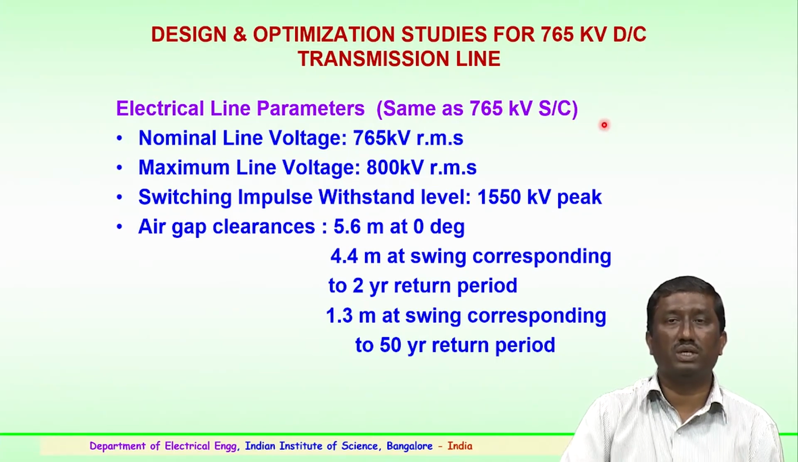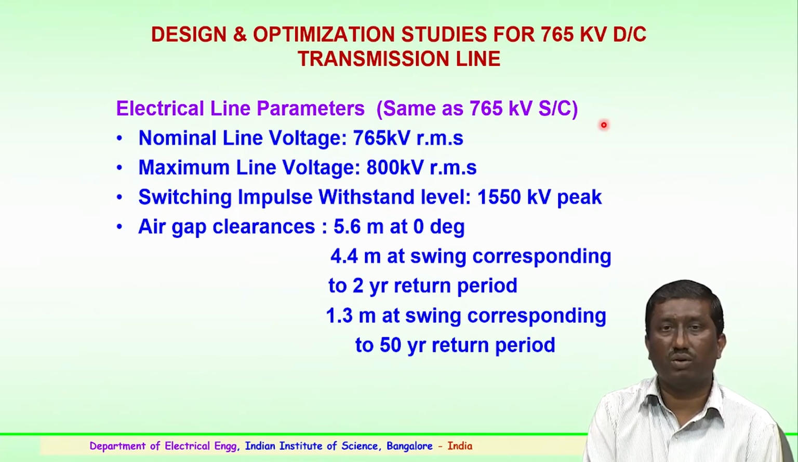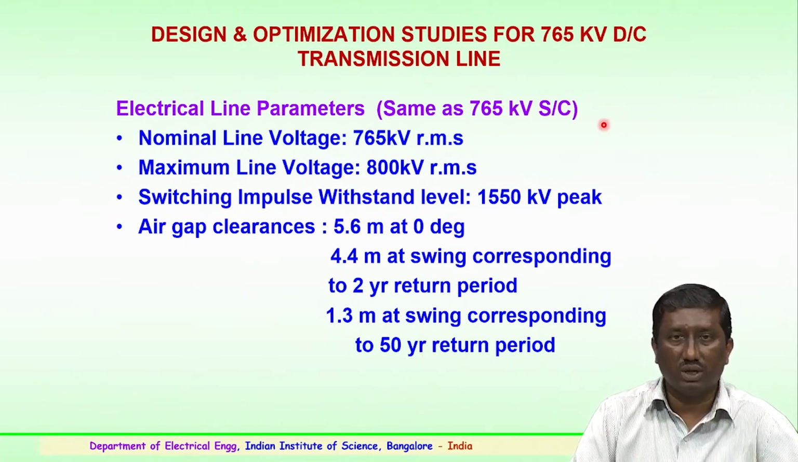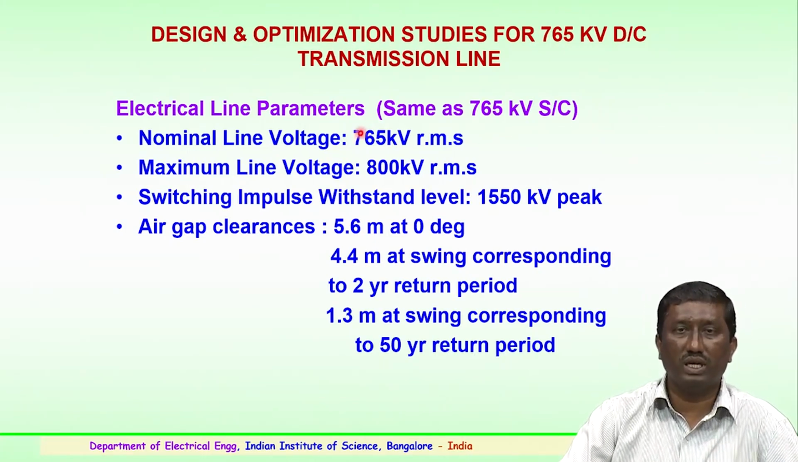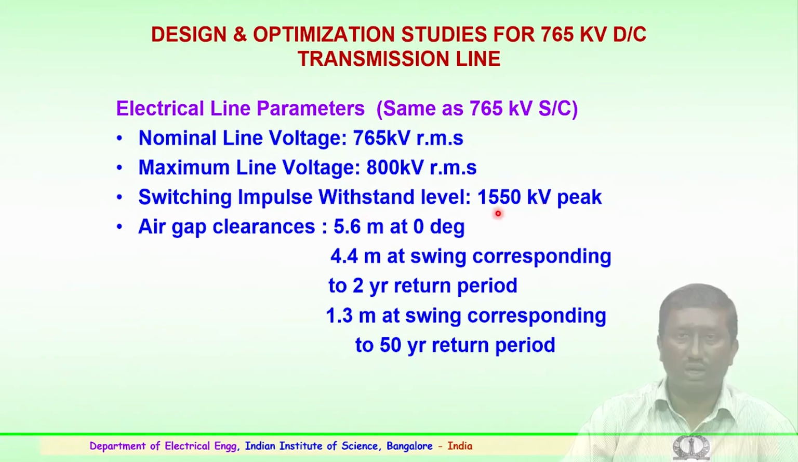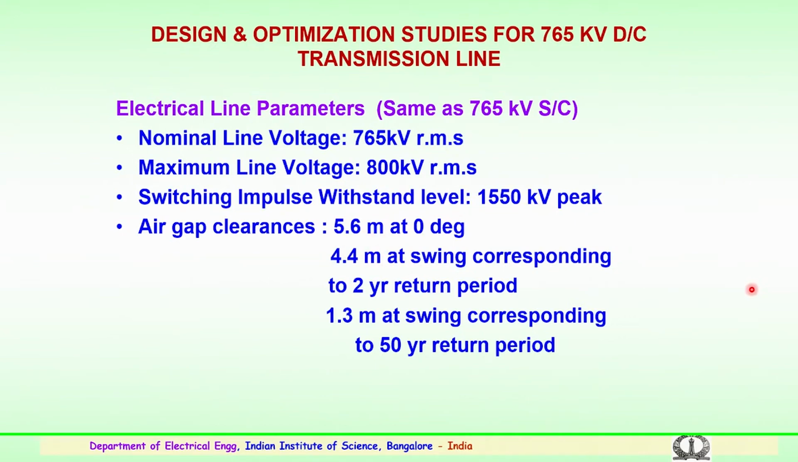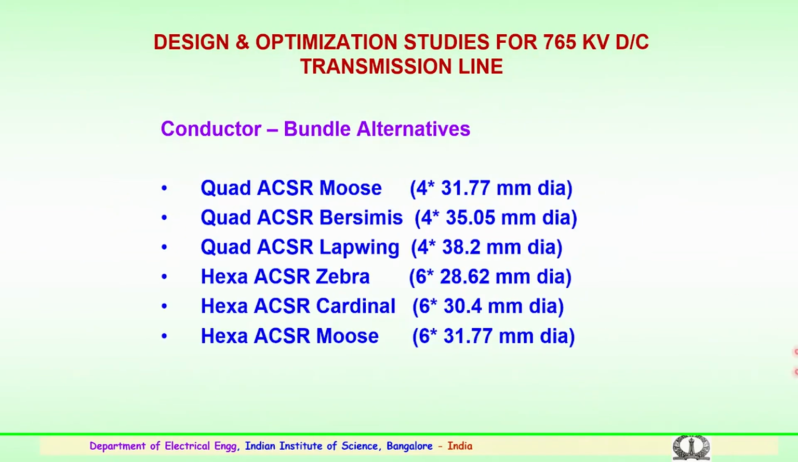So, design optimization for the 765 kV double circuit transmission line was with reference to the single circuit line data which was available. The nominal voltage again 765 kV and maximum operating voltage was 800 kV. Switching surge, similarly to the single circuit, 1550 kV peak was employed. The air gap clearances of 5.6 meter at 0 degree, 4.4 meter at a swing corresponding to 2-year return period, and 1.3 meter at swing corresponding to 50-year return period were adopted.